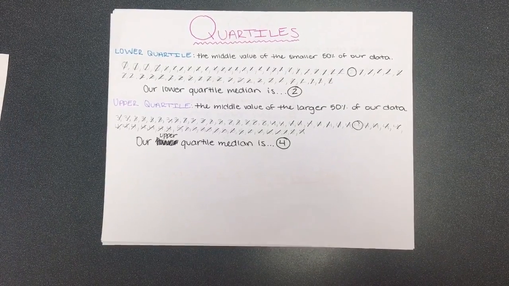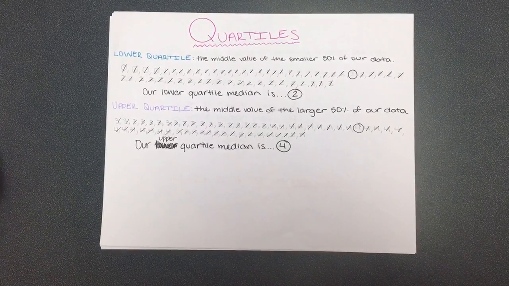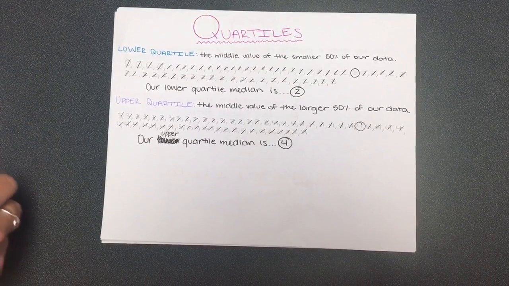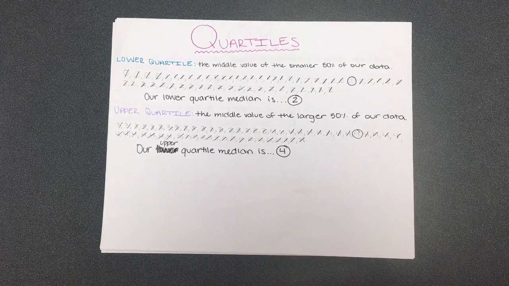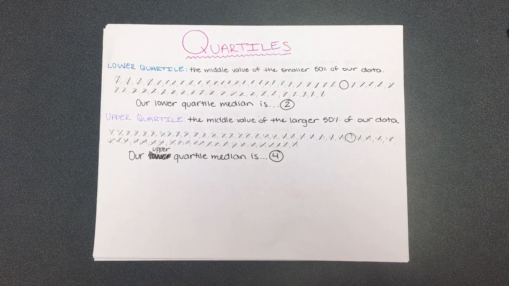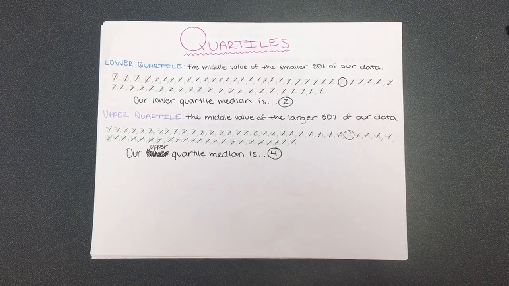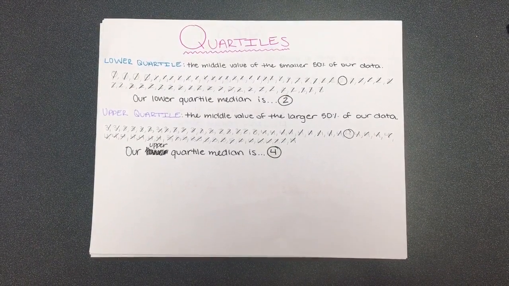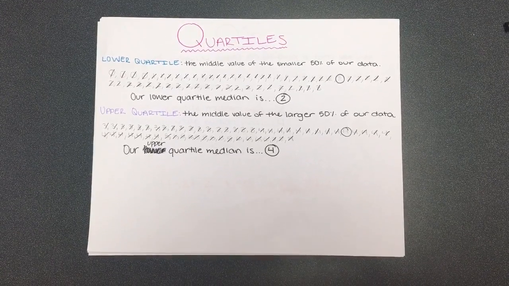Next we did quartiles. The lower quartile is the middle value of the smaller 50% of our data. So we put the data in order and found out that 2 is the median of the lower half, so the lower quartile is 2. For the upper quartile, it is the middle value of the larger 50% of our data. So we put that data in order and realized that the upper quartile is 4.